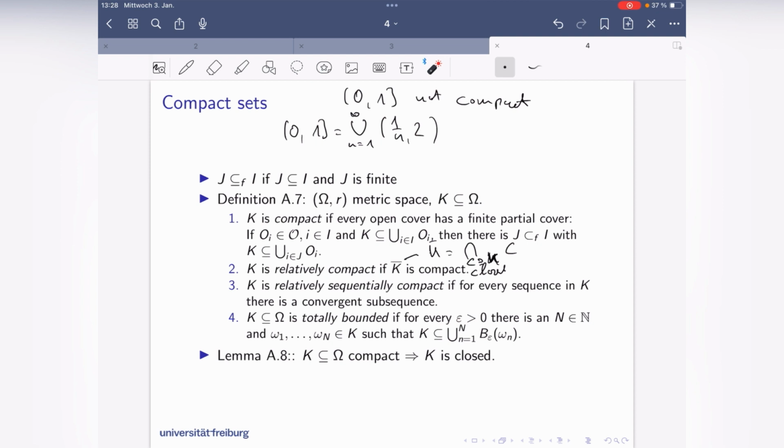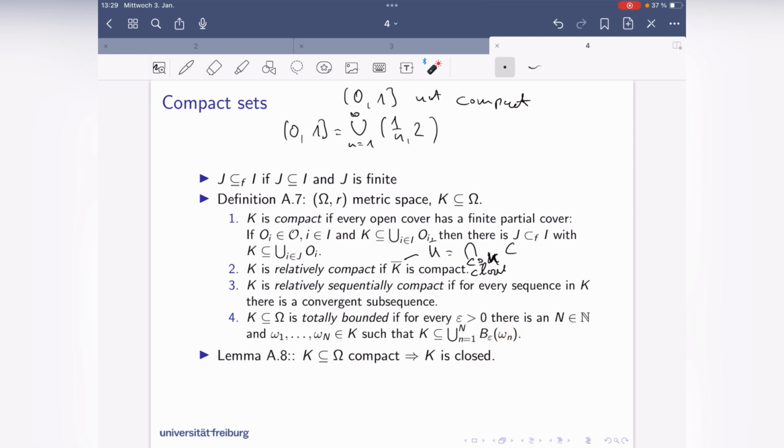And the fourth thing is totally bounded. A set is totally bounded. For example, this set here is totally bounded because for all epsilon, which is a radius, you can find finitely many points, which are the centers of balls, such that you can cover K with these finitely many balls of radius epsilon around the omega ends.